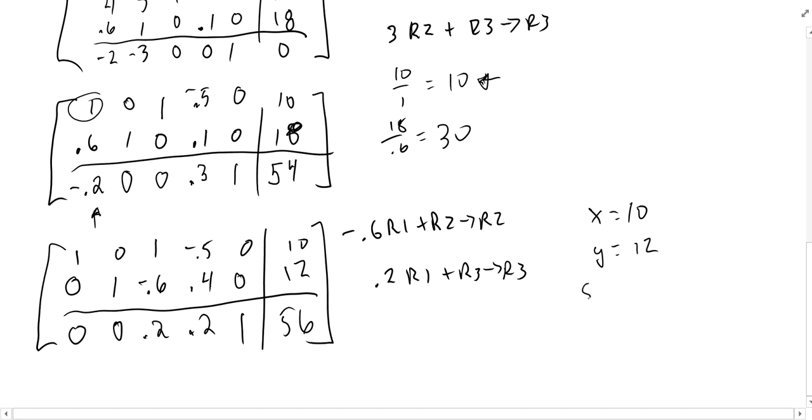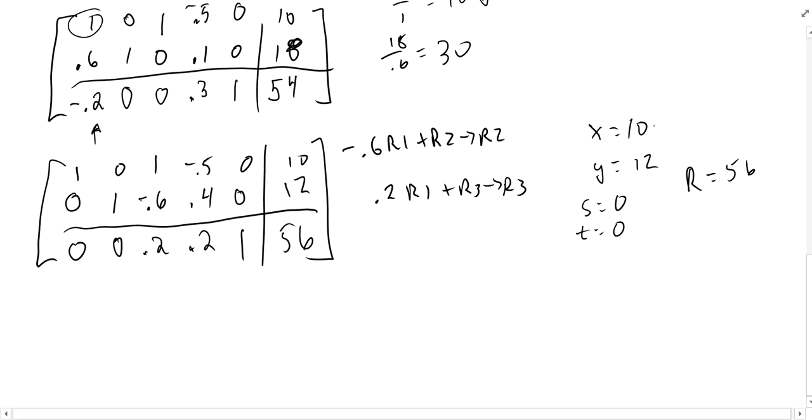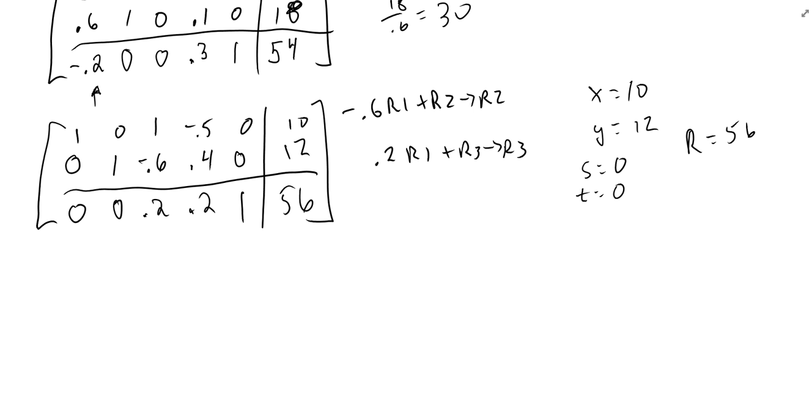And s is a messy column. It's full of numbers there. I'm going to set it equal to 0. t has to equal 0 as well because it's a messy column. And then I get r equals 56. So the most revenue our person can bring in is $56 if they make 10 small drinks and 12 large drinks. All right, and just a little bit more about why we're setting the columns equal to 0.